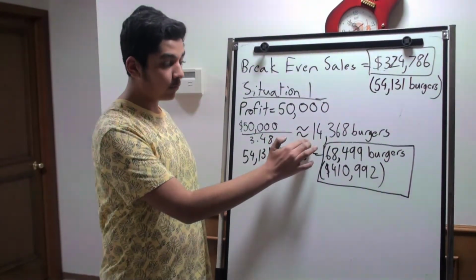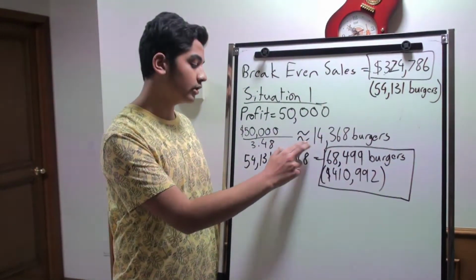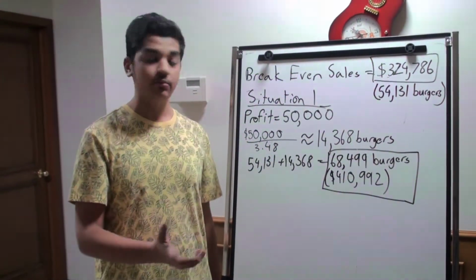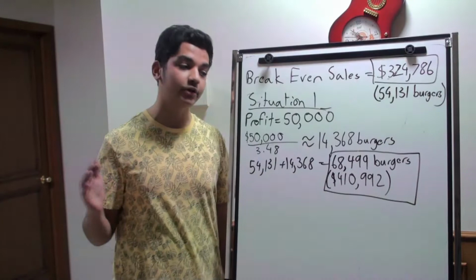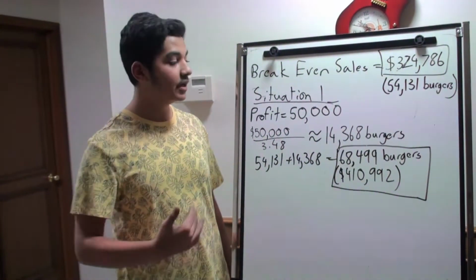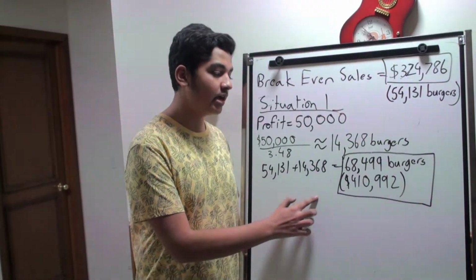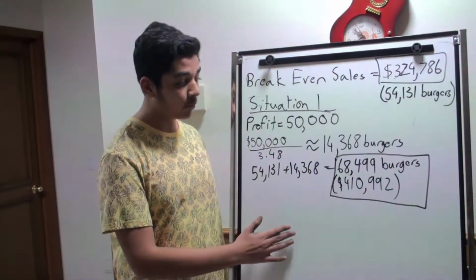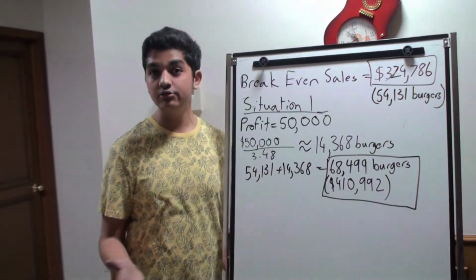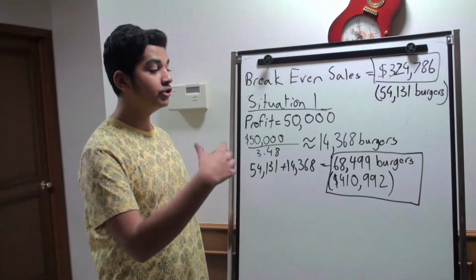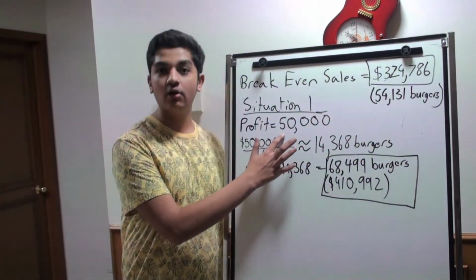So once I have the 14,368 burgers, I add it to my break-even point of 54,131 burgers, and that gives me a total that I need to sell 68,499 burgers that equate to $410,992 in order to show a profit of $50,000.